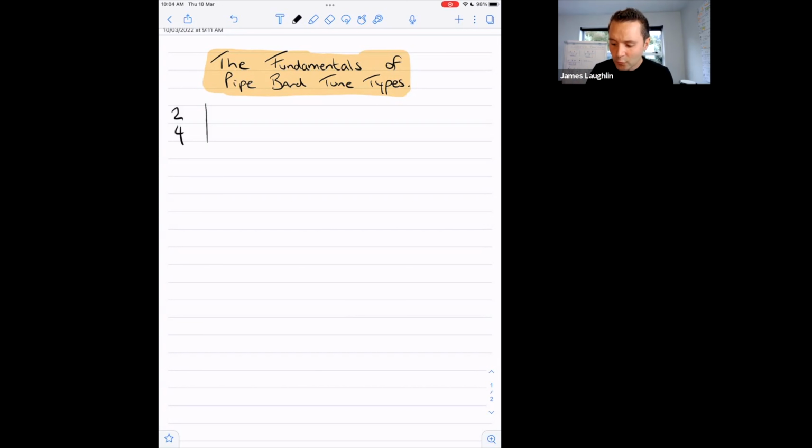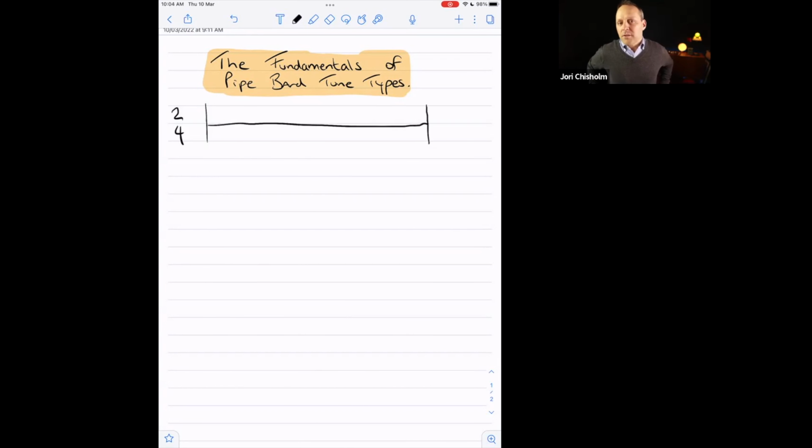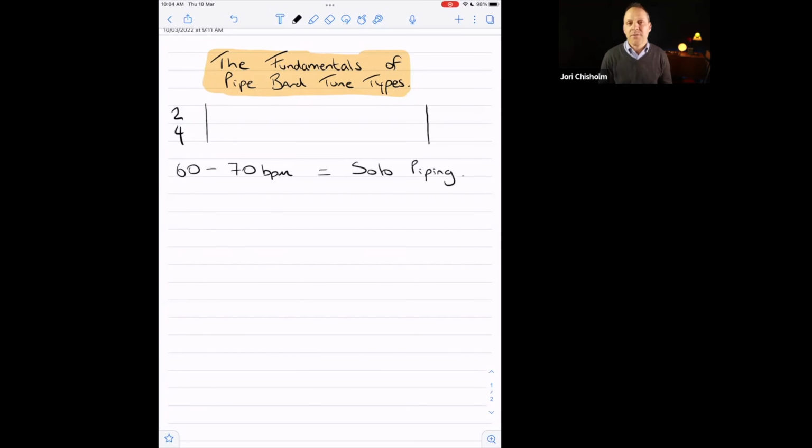So when we think of 2/4, Jori, what tempo range would we be thinking of? Well, at the upper end for solo pipers, you're looking at about 70. And if you're an amateur piper in one of the amateur grades, it's going to be slower. I like between 60 and 70 for solo piping. Bands are going to be higher, right? In bands, we're playing faster. And at the high level, grade 1 bands at the Worlds, we're talking maybe upwards of 80. Is that right, James? Yeah, definitely.